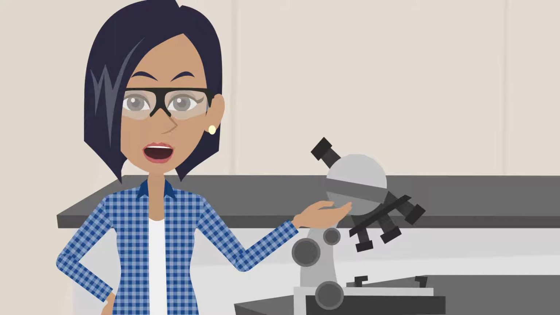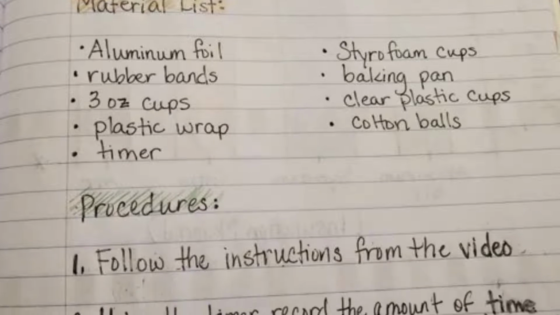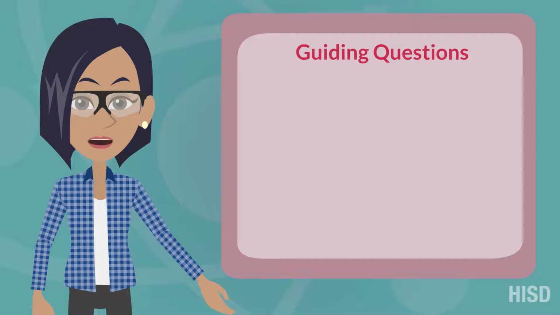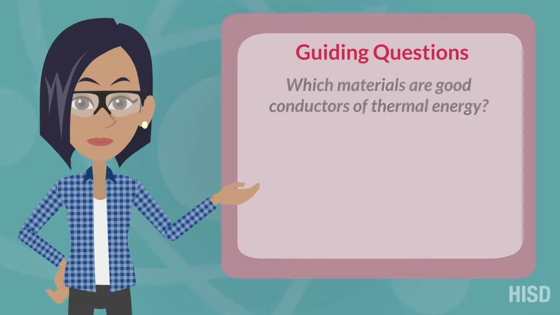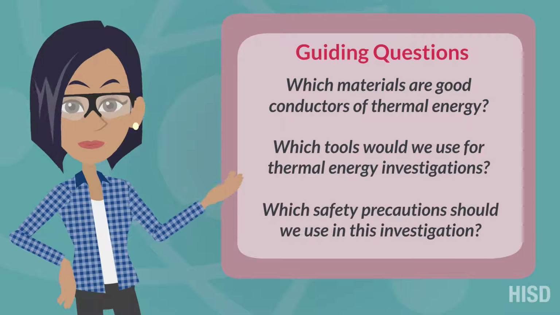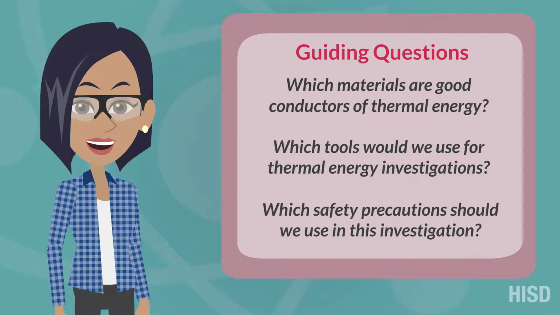One of the investigations that you can have them do is to classify objects that have the ability to conduct or insulate thermal energy. During the experiment, you should ask students to answer the following guiding questions. Which materials are good conductors of thermal energy? Which tools would we use for thermal energy investigations? And which safety precautions should we use in this investigation?